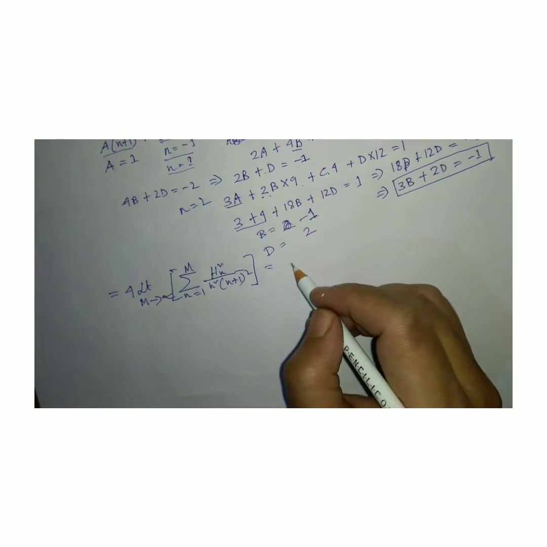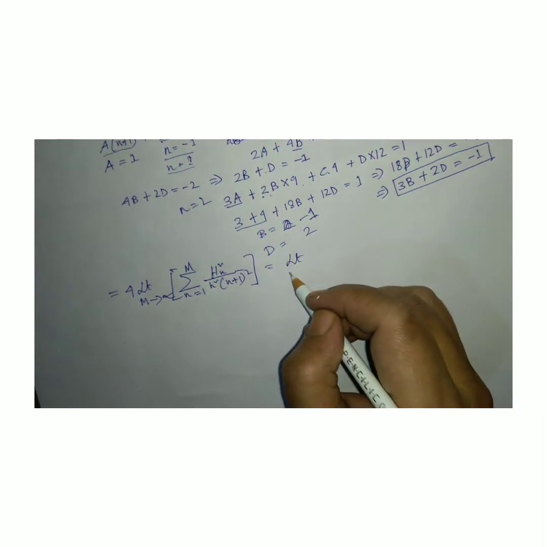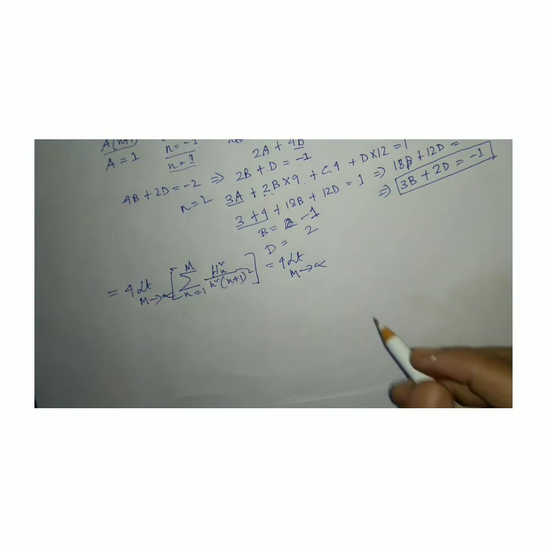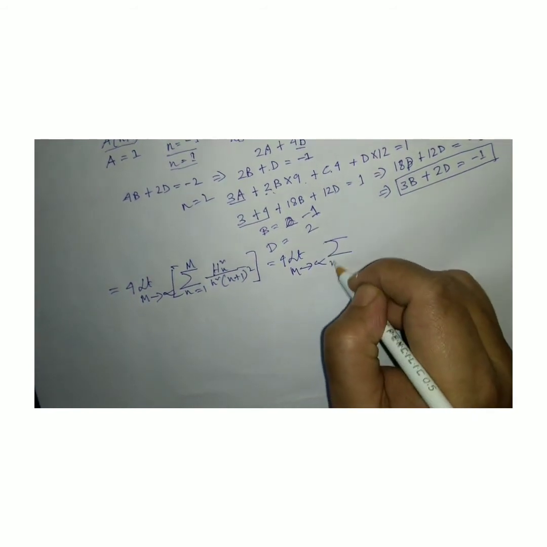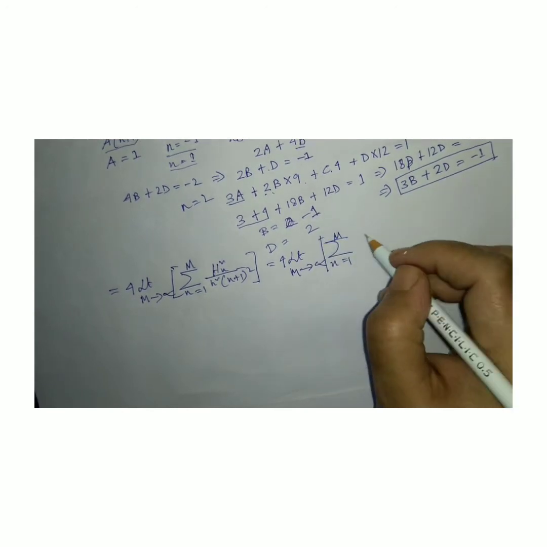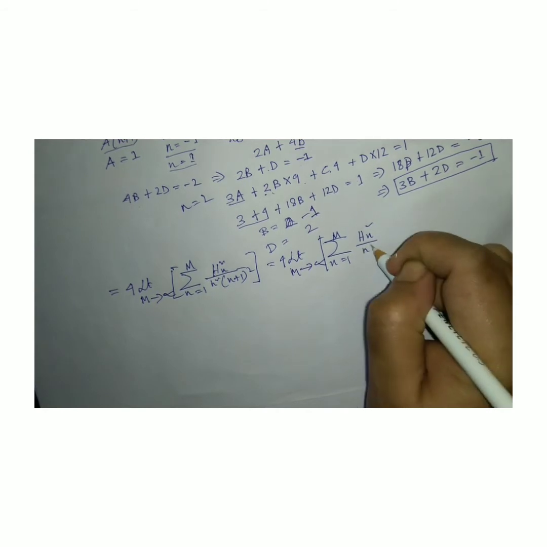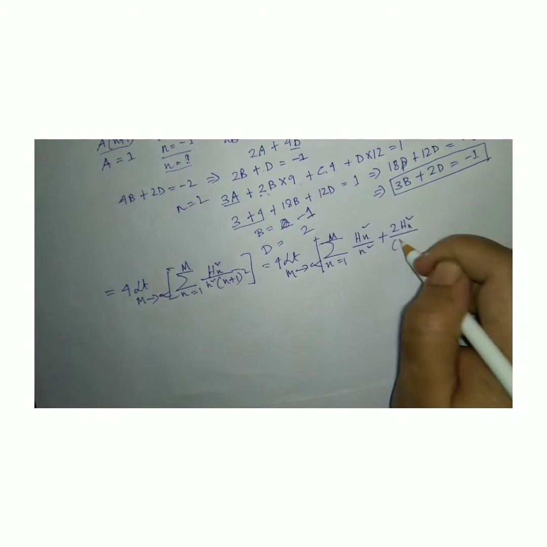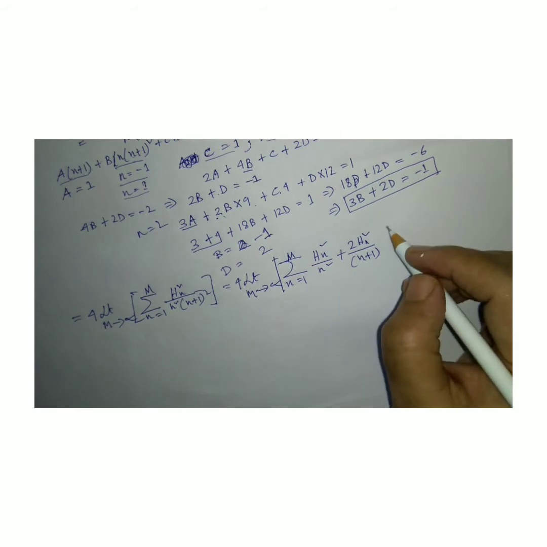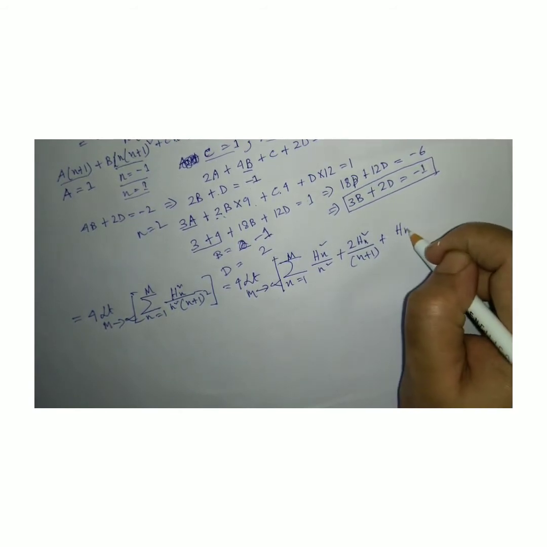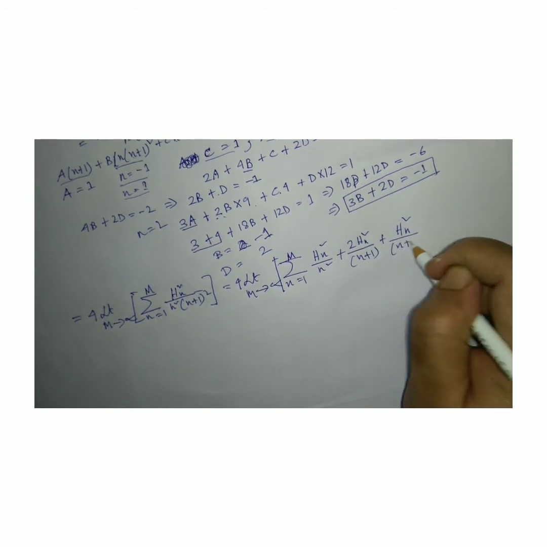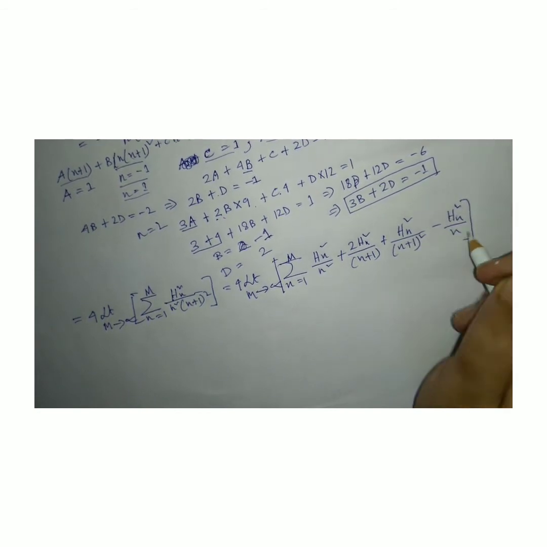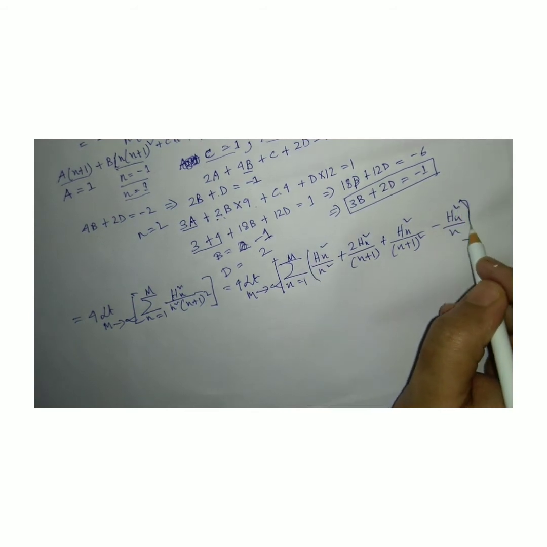can be written as limit m tends to infinity, summation n equals to 1 to m, h square n by n square plus 2 into h square n divided by n plus 1 plus h square n divided by n plus 1 whole square minus h square n divided by n. Okay, this is the series value I get.